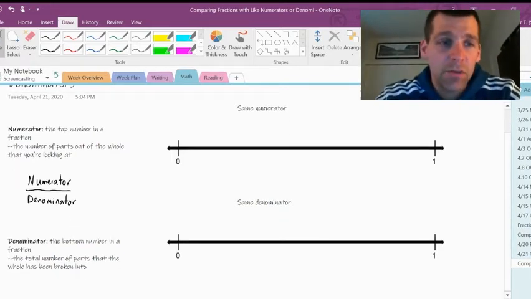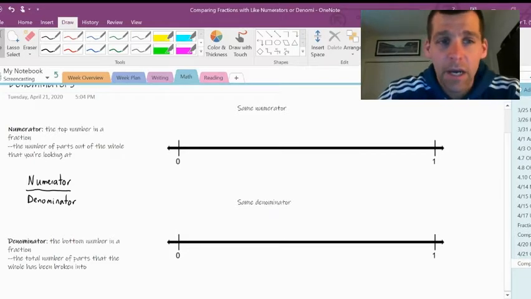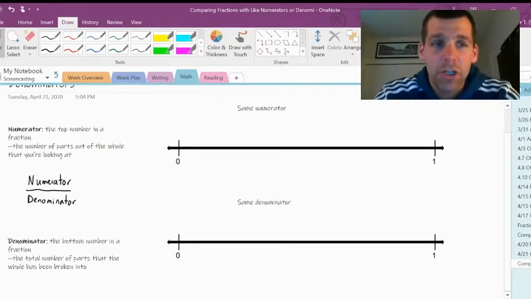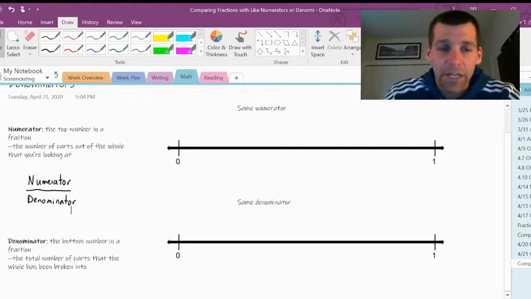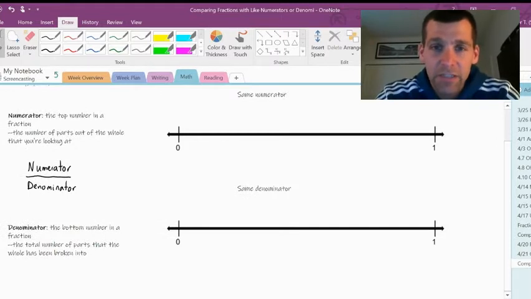Again, when we're thinking about these, numerators are the top number of a fraction. They're the number of parts that we're talking about out of the total whole. So I'm talking about 3 out of 4, only 3 of those parts. That bottom number is the denominator, and it's the total number of parts that the whole has been broken into. Again, we'll start with the denominator because it's a little bit easier to start there, and then we'll branch up into the numerator.